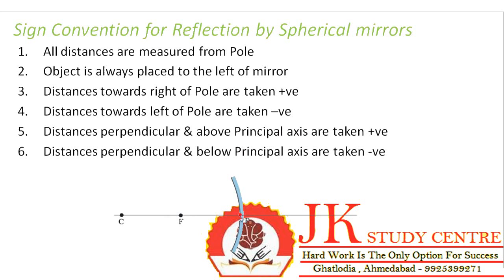So that means this pole becomes your origin. So if you are talking about anything here or any distance here, that is positive because it is towards the right of the pole. You are talking about any distance towards the left hand side, that would be negative. You are talking about any distance above the principal axis, that would be positive. You are talking about any distance below the principal axis, that would be negative. Right? So these are some of the sign conventions which we will follow.